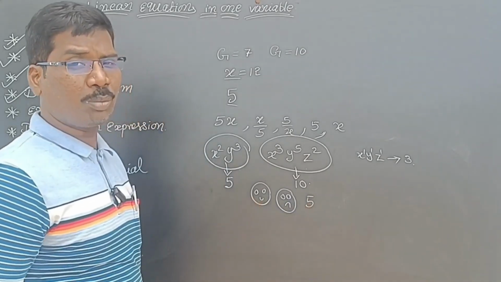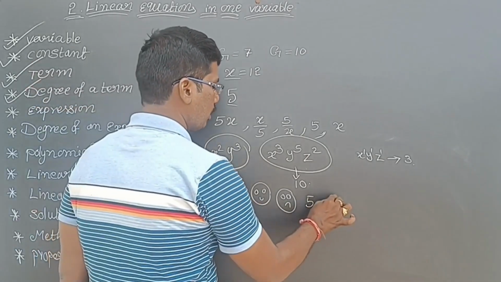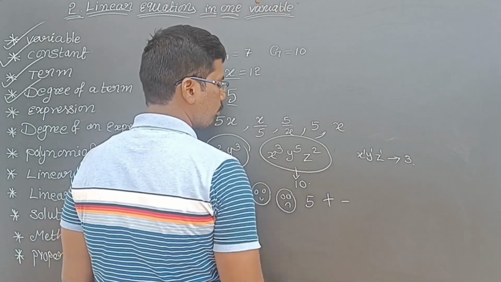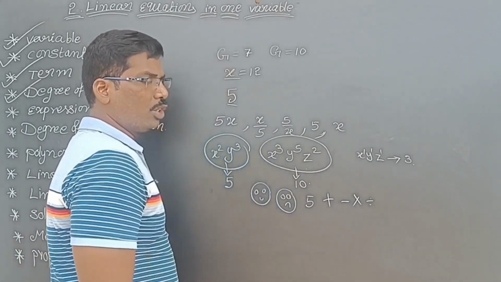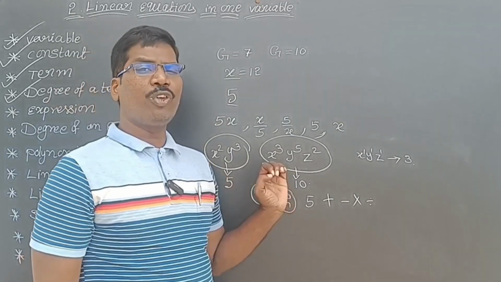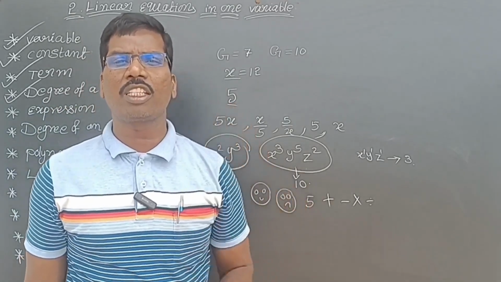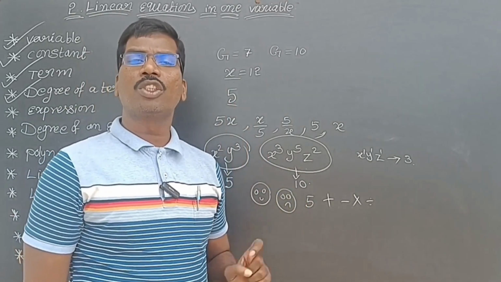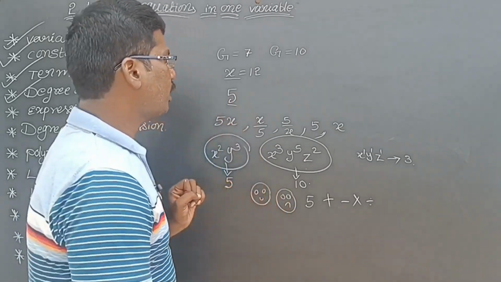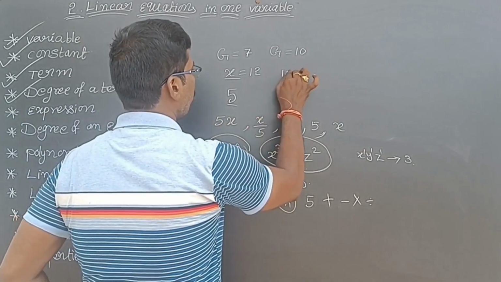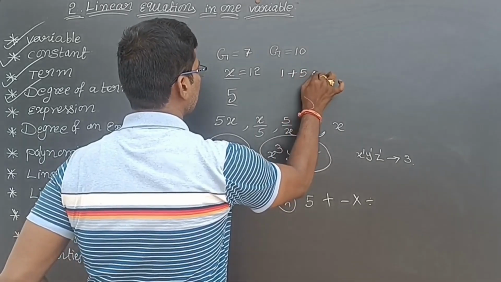This is a symbol representing 5. This is the symbol plus. This is the symbol minus. This is the symbol into. This is the symbol division. Like that, by seeing any symbol, if you express something, then that is called an expression. So expressions are of 2 types. One is the numerical expression.